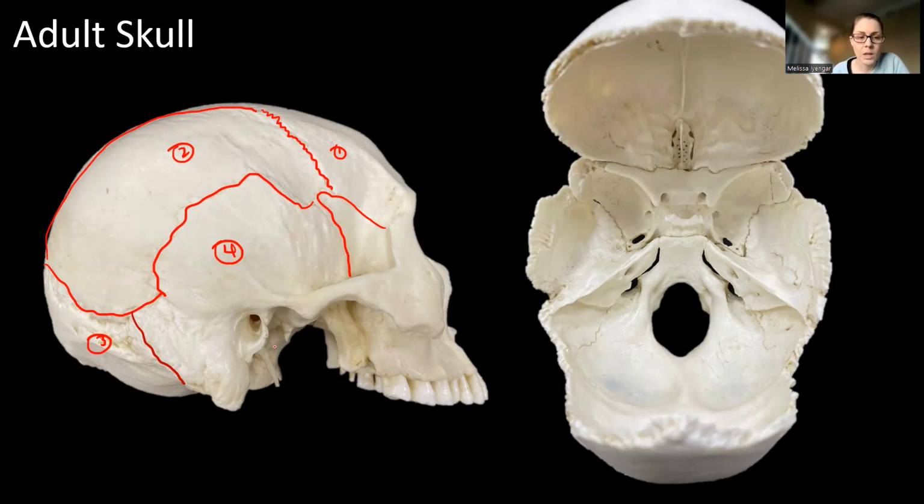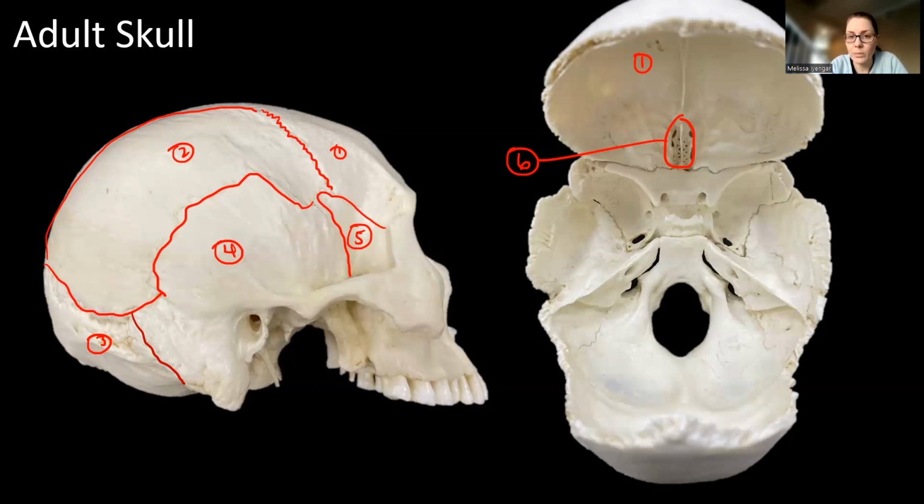Okay? So there are 8 cranial bones. So we have 1, 2, 3, 4. Temporal bones are paired, parietal bones are paired. The other 2 bones that you can't see very easily are this one, which is the sphenoid bone, and then right here in the frontal bone, the ethmoid bone. So even though I wrote only 6, remember 2 and 4 are paired bones. That's where the other 2 bones are.